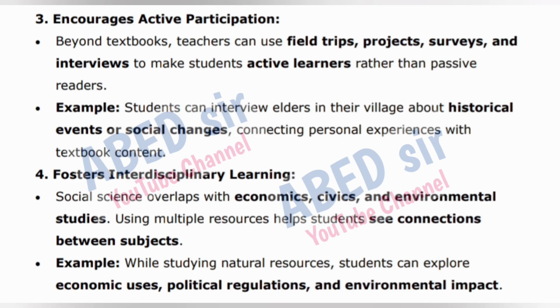4. Fosters interdisciplinary learning. Social science overlaps with economics, civics, and environmental studies. Using multiple resources helps students see connections between subjects. For example, while studying natural resources, students can explore economic uses, political regulations, and environmental impact.